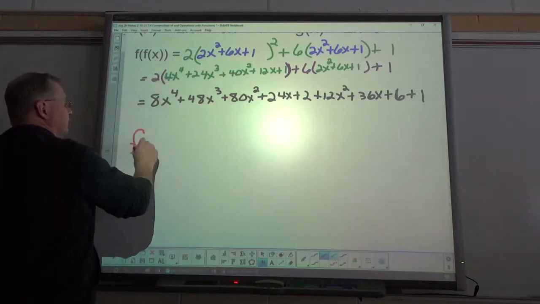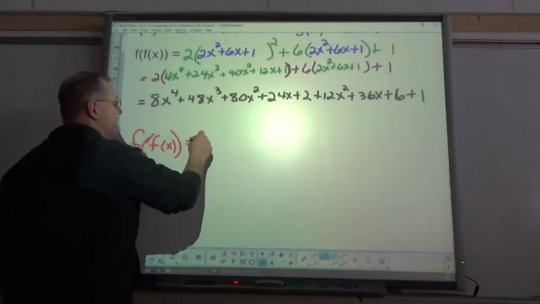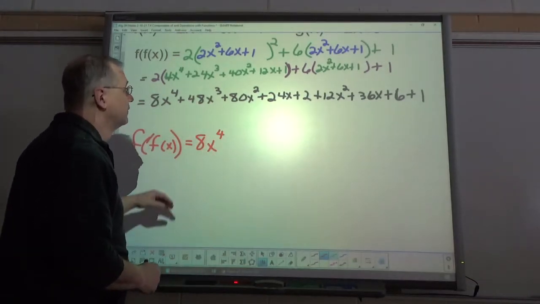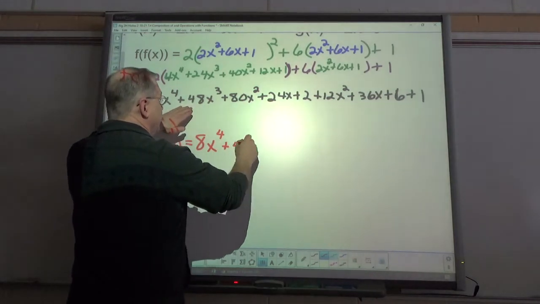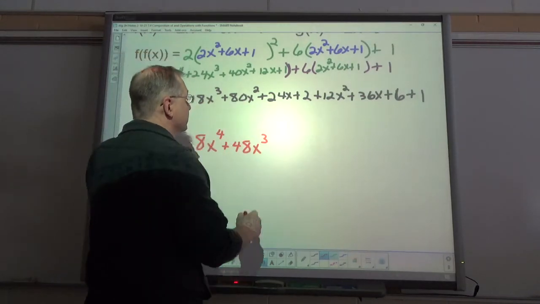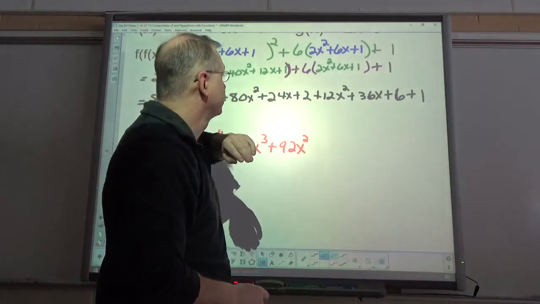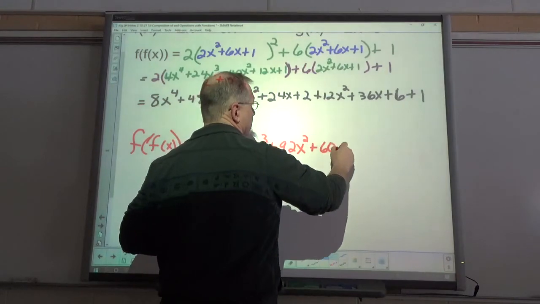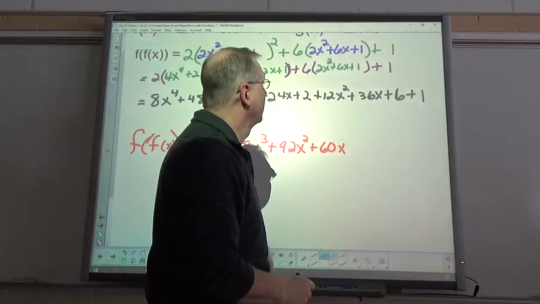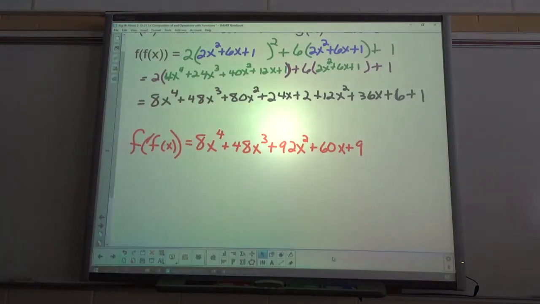Combine like terms, f of x: 8x to the 4 plus 48x to the third. I've got 80 and 12x squared, so that's 92x squared. 24 and 36 is 60x. And 2, 6, and 1 make 9. And there's your answer when you have a composition of a trinomial function.